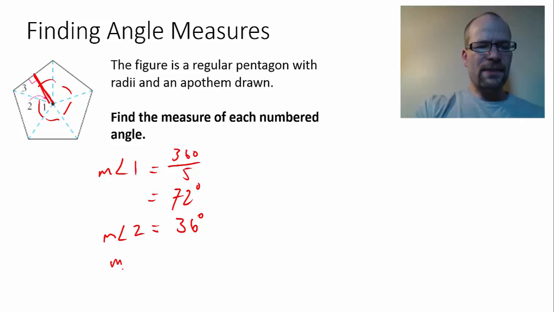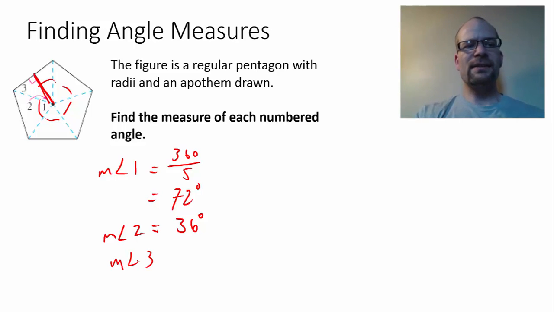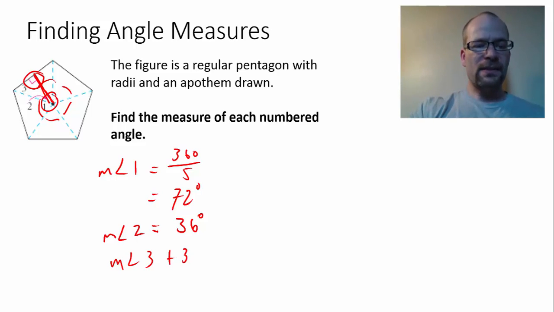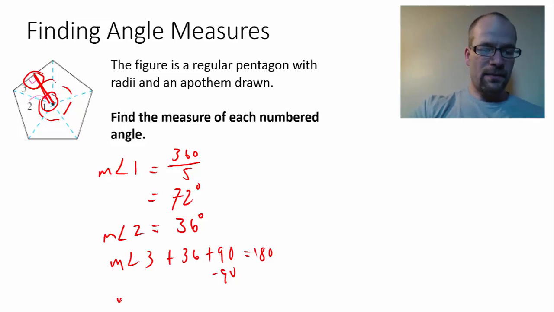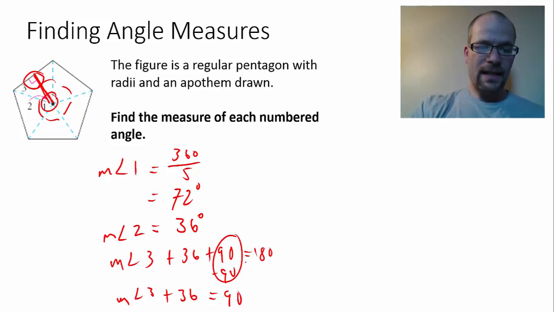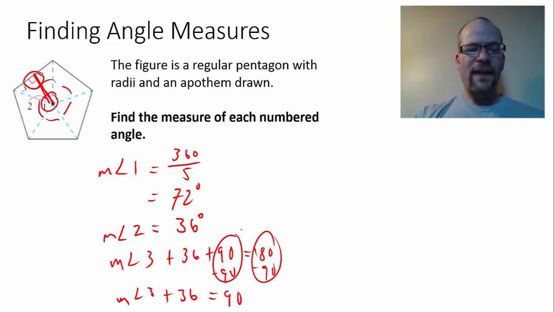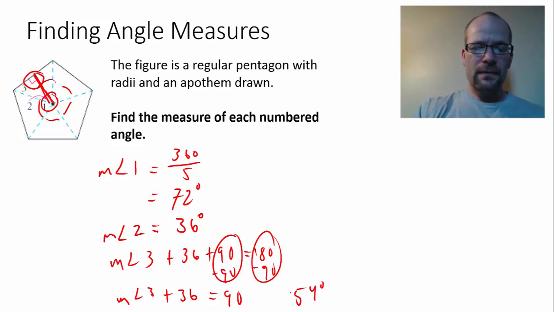And then finally, to find the measure of angle 3, we'll use the triangle angle sum theorem. We know this is 90. We know this here is 36. So we know that the measure of angle 3 plus 36 plus 90 is equal to 180. To say that another way, the measures of angle 2 and angle 3 are complementary. In other words, the measure of angle 3 plus 36 equals 90. You can see that here. And so finally, we just subtract 36 from 90, and we end up with 54 degrees.